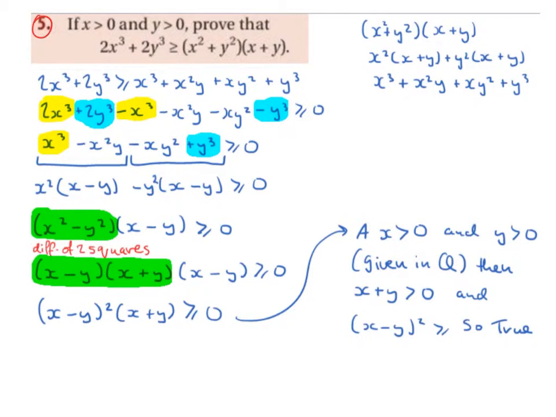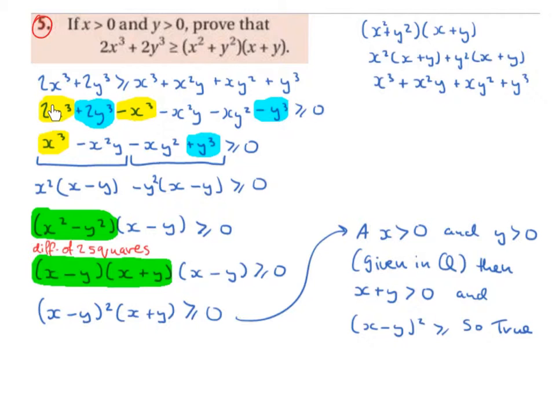Next, I'm bringing everything over the inequality sign. So the 2x cubed stays where it is, the 2y cubed stays where it is, the x cubed comes over and becomes minus x cubed, the x squared y comes over and becomes minus x squared y, the xy squared comes over and becomes minus xy squared, and the y cubed comes over and becomes minus y cubed, and this is all greater or equal to 0.